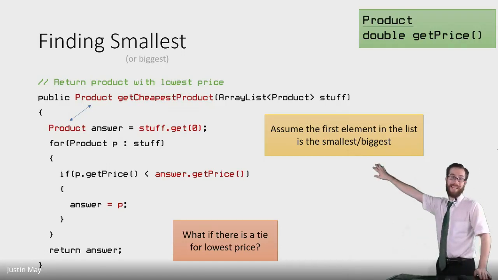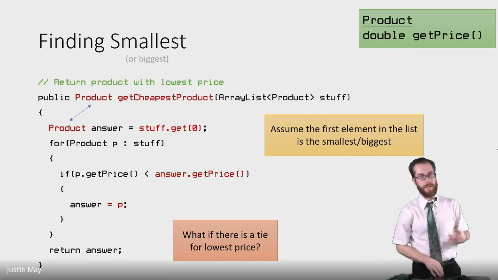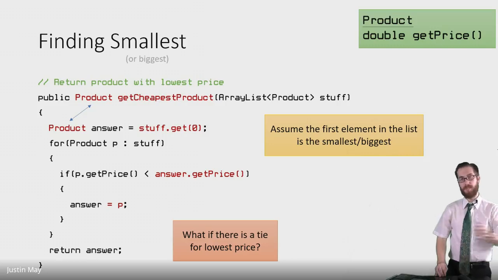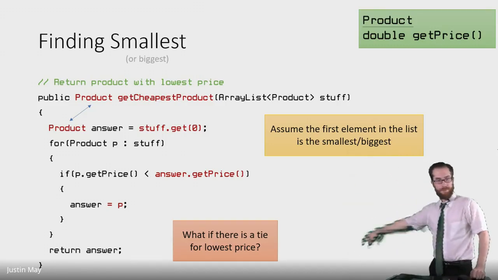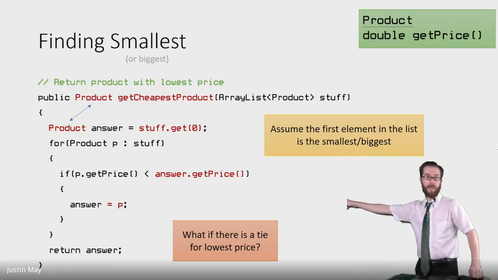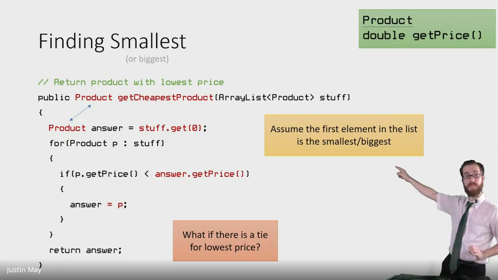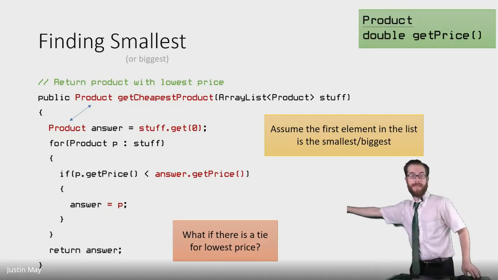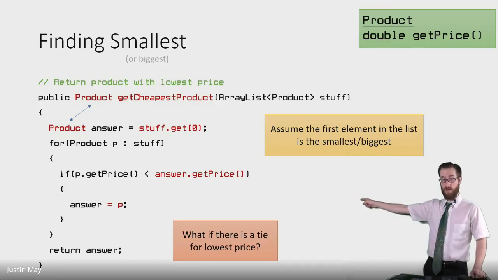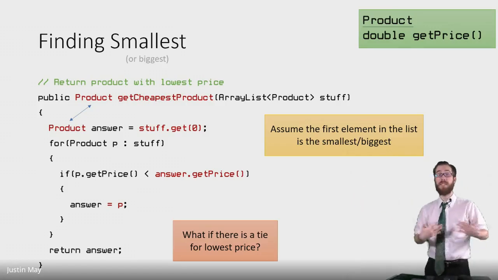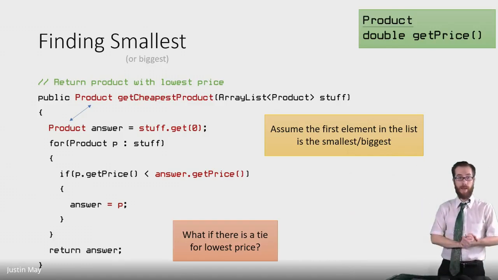So we use stuff.get(0). We get the value at index 0. We store that in our answer. So by default, our answer is which product is the cheapest? The first product is the cheapest. Then we loop through. We check each product. We compare it to our answer because our answer is currently the cheapest product we've seen so far. If product P has a price less than the cheapest product we've seen so far, then P is actually the cheapest product, and we change our answer to be P. Okay?